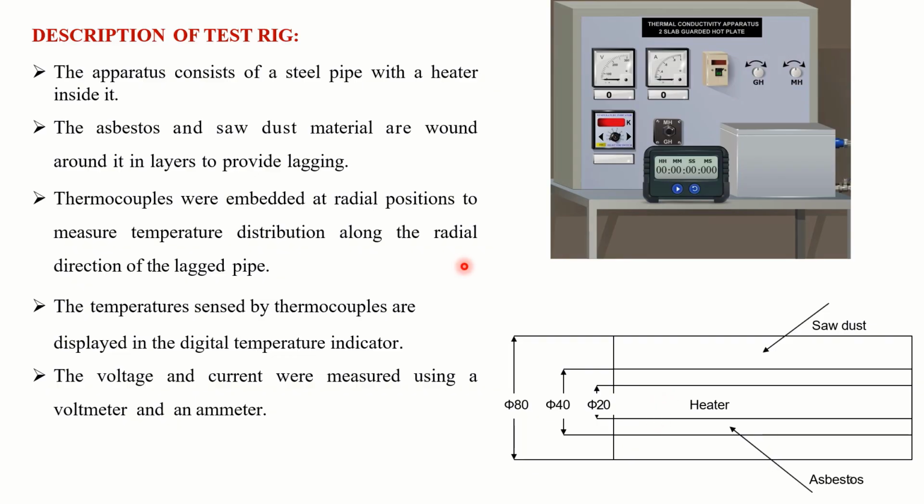So what actually happens in the experiment? From the heater, heat is transferred to this hollow cylindrical pipe. From this hot surface, heat is transferred to insulation layer 1, and from insulation layer 1, it is transferred to insulation layer 2 by conduction. Now let us see how to perform the experimental procedure.